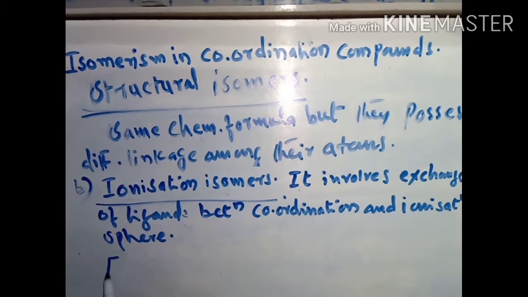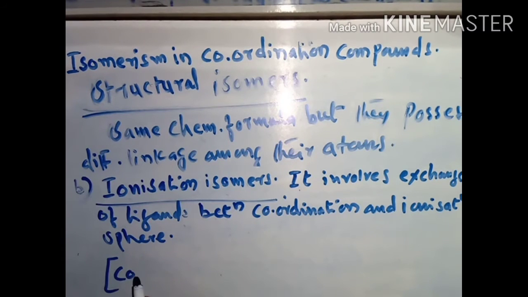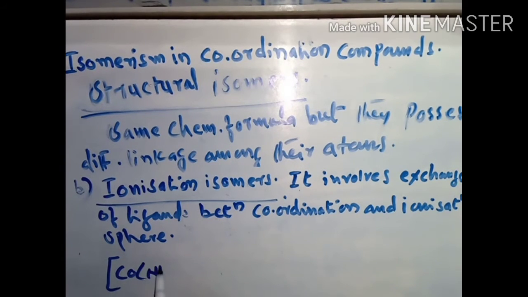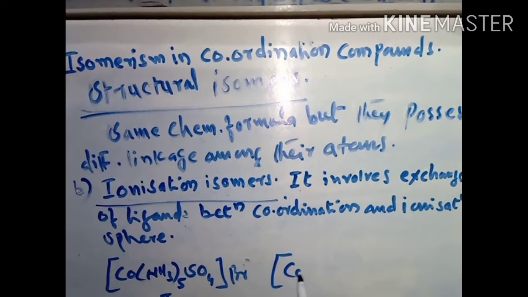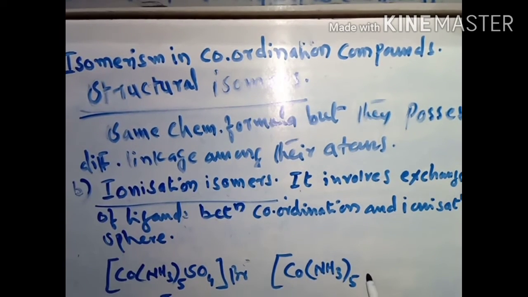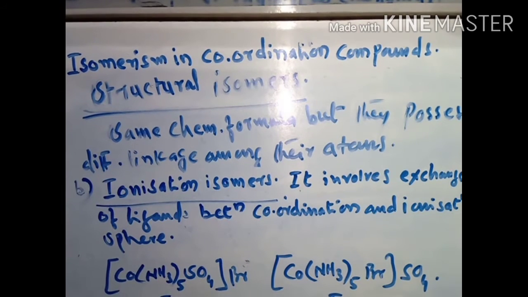We have a formula, that is [Co(NH3)5SO4]Br. That is the first complex, and a similar complex we can write here, that is [Co(NH3)5Br]SO4. Both of the complexes have the same composition.